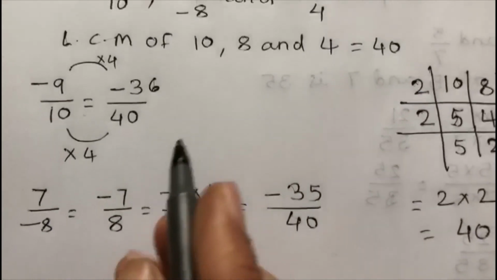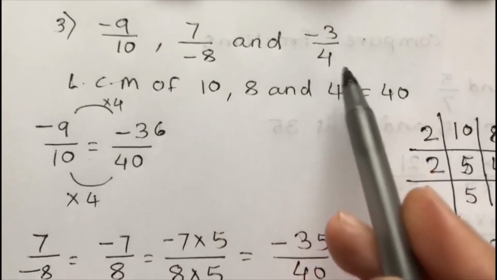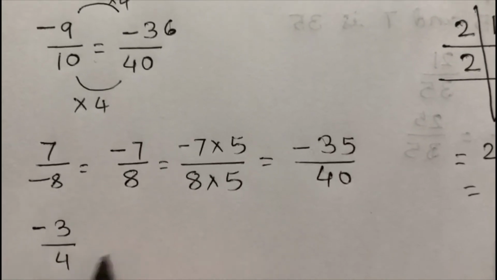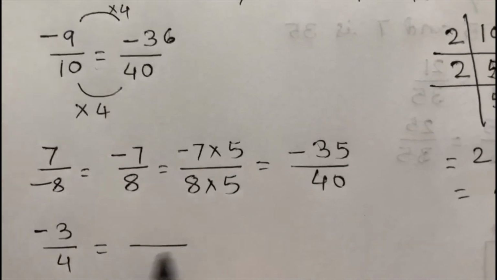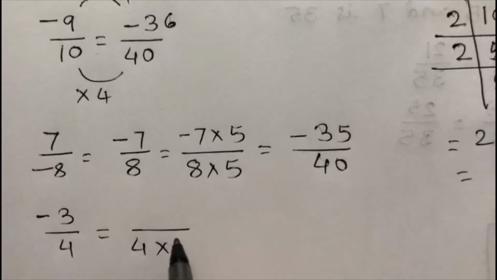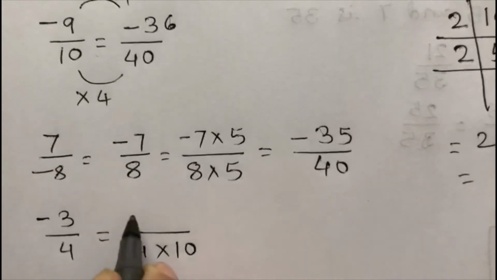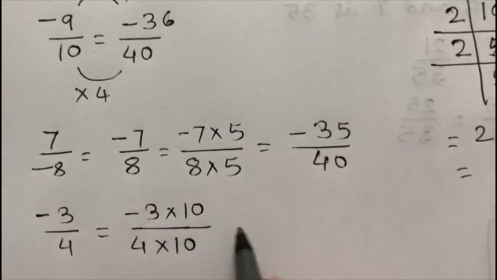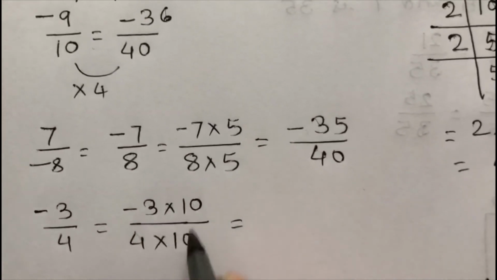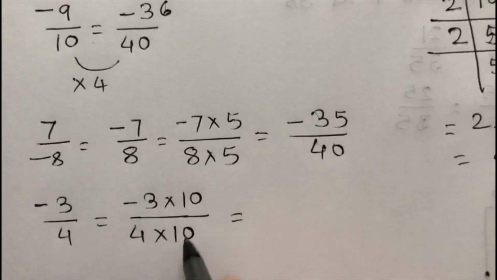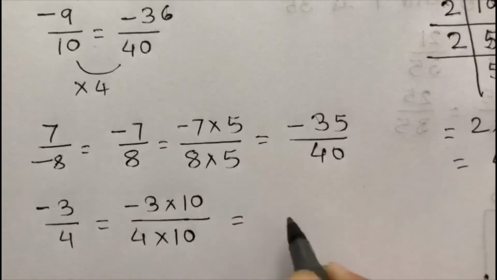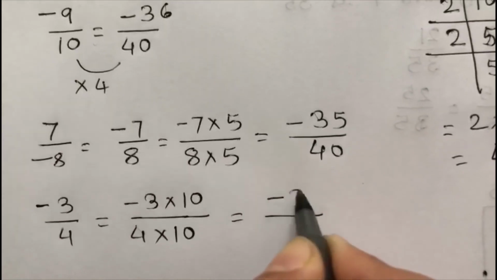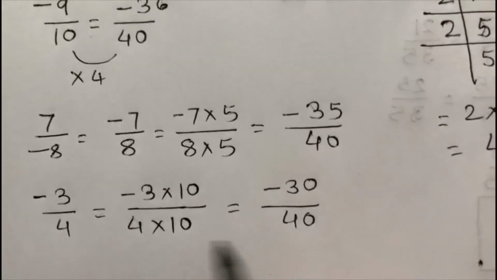Now I write the third fraction, which is minus 3 by 4. So when I multiply this 4 by 10, then 40 comes, and I will write here 10 also, because we have to multiply the numerator and denominator by the same number, so the value of that fraction will not change. So minus 30 divided by 40.